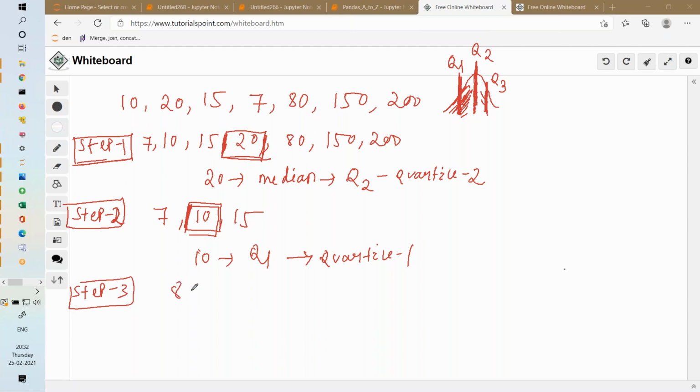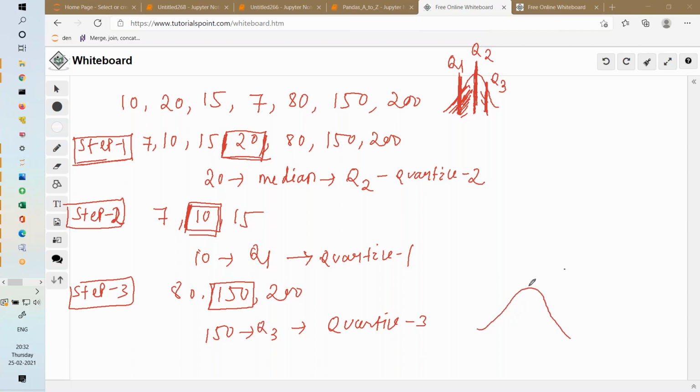In step 3, I take the next part, 80, 150 and 200, and find the middle point. So 150 is my Q3, which is quartile 3. In this distribution, the point dividing the entire data into 50-50 is 20, which is Q2. Now, can anybody tell me, Q1 will divide my data into what percentage?